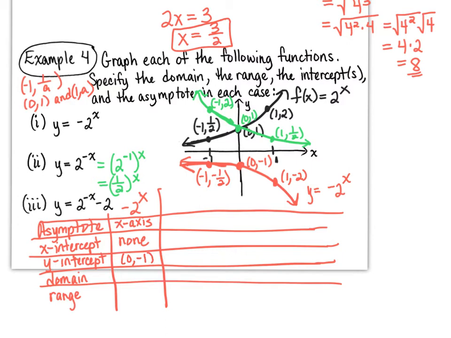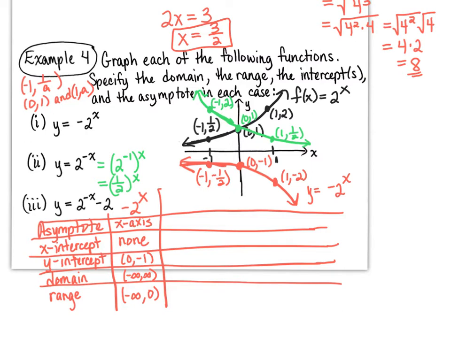What's your domain? All of them. So in interval notation, -infinity to infinity. What's your range? -infinity to 0. Because notice you're reading it off of the y-axis. It doesn't go past 0. It gets close to it, never equal to it. Okay? So, good.